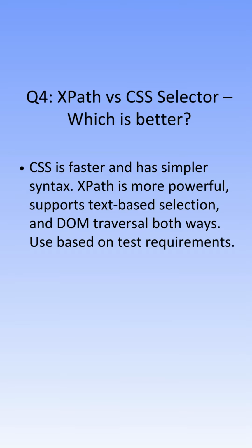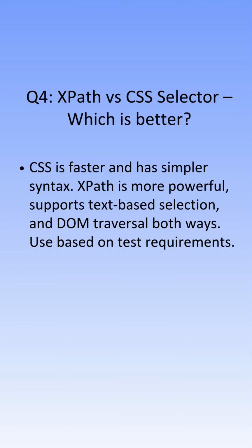3. Traversing the DOM. This is where XPath shines. It supports both forward and backward navigation in the DOM tree. That means you can locate an element based on its parent or even a preceding sibling. CSS selectors can only move forward, from parent to child, not the other way around.